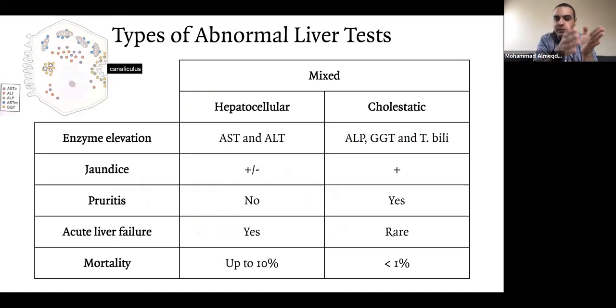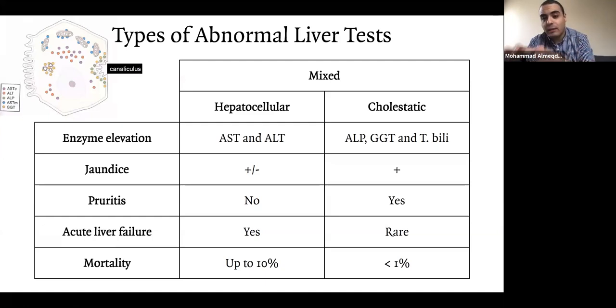There is a hepatocellular pattern and there's a cholestatic pattern, right? If you have a hepatocellular pattern, it means the hepatocyte itself is injured, and what leaks out is usually AST and ALT. These people do not typically have jaundice, but if they do, then it is a bad prognostic sign. They won't have pruritus because they don't have conjugated bilirubin hanging out in their body, and they technically can go into acute liver failure because the hepatocyte itself is being destroyed.